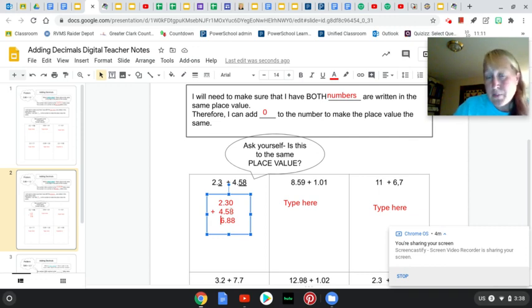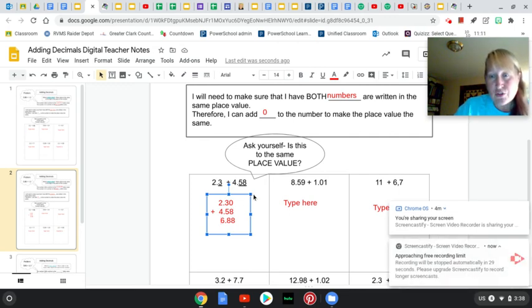I can do some more examples in class or in our digital things if you need to, but the main important thing that you need to know out of this is to make sure that the numbers have the same amount of decimals behind the decimal point. You line up the points to add.